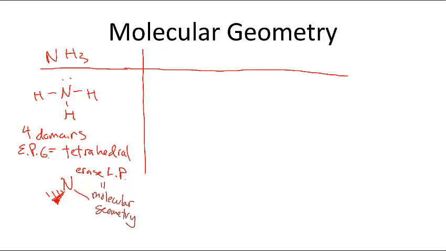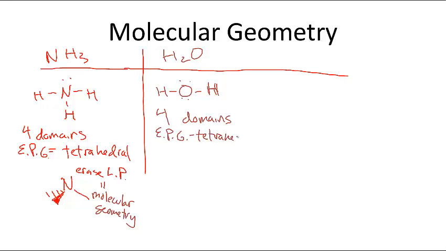All right. So now let's go to one that I feel like you guys know already, because in middle school, I think most of you learned about water as the Mickey Mouse shape, right? This one has 4 domains still, right? Oxygen, 4 sides of it are covered, 2 with bonds, 2 with lone pairs. So the electron pair geometry is still tetrahedral. So I draw the O in the middle.